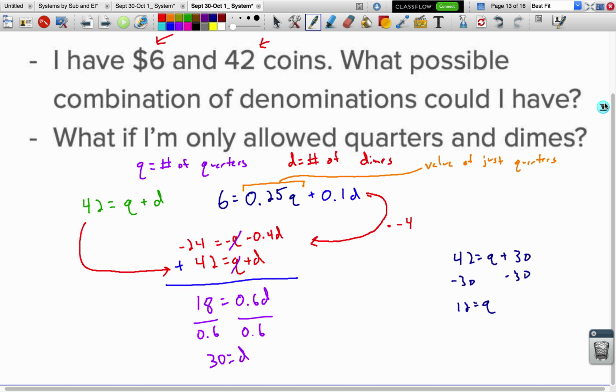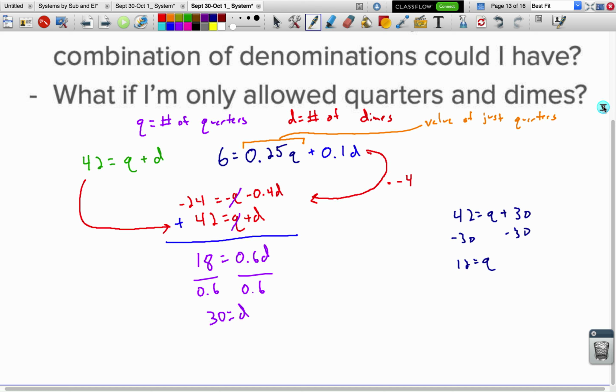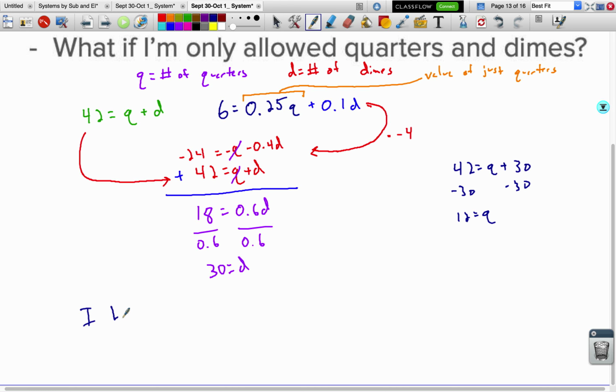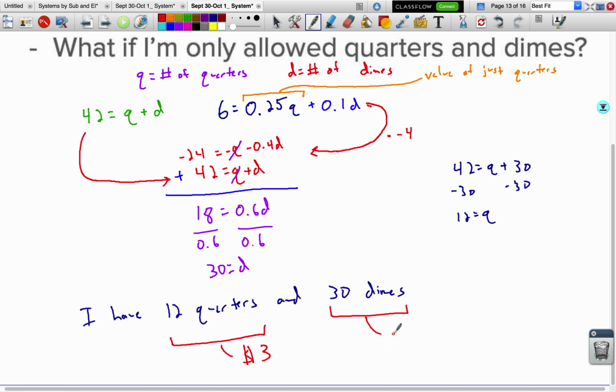All right, because this is a word problem, we should answer with a sentence. So I have 12 quarters and 30 dimes. Let's make sure that that makes sense. So 12 quarters, what would be the value of 12 quarters? Well, that would be $3. 30 dimes, that would also be $3. $3 plus $3, it adds up to $6, just like we wanted it to.